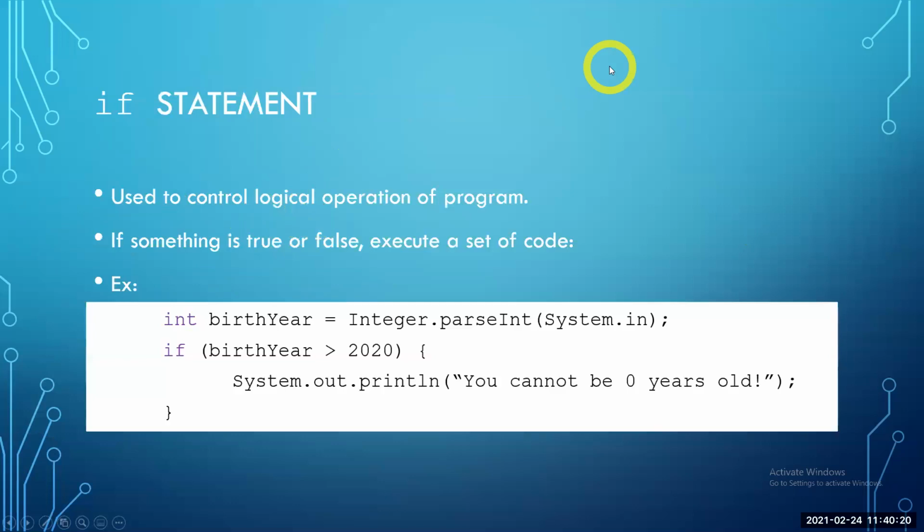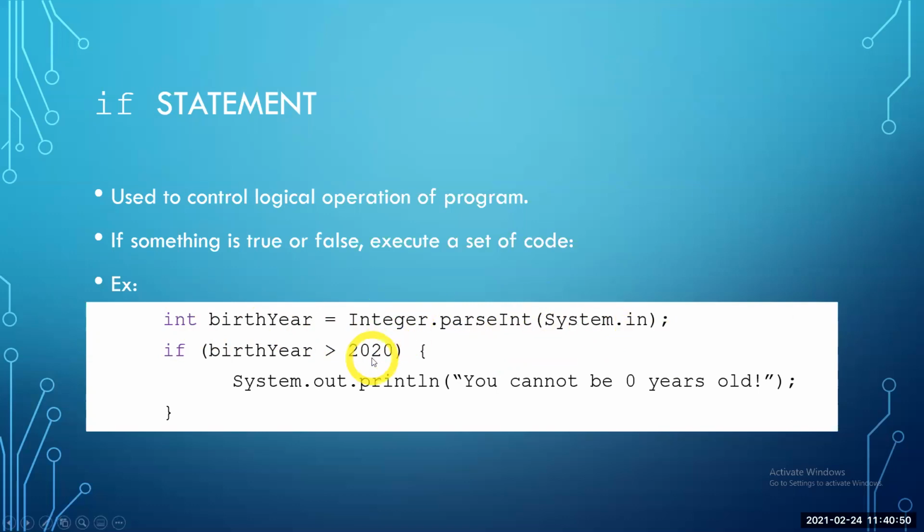All right, so now let's get into the actual code. So the if statement is used to control the logical operation of a program. If something is true or false, execute a set of code. So for example, int birth year equals Integer.parseInt System.in. That doesn't really make any sense, but basically I'm saying int birth year equals something we read in from the console. So something the user types in.